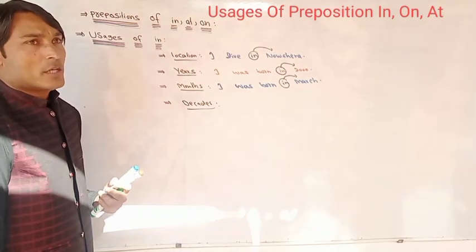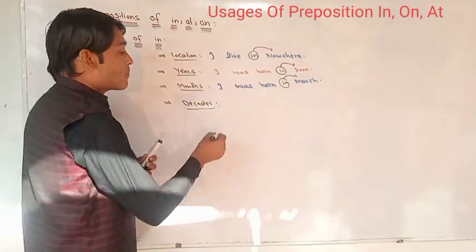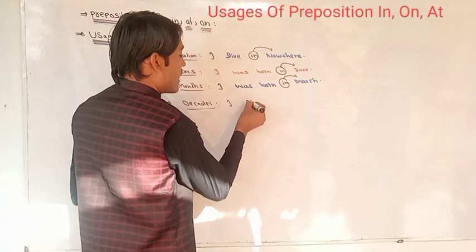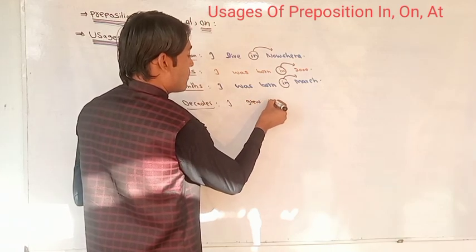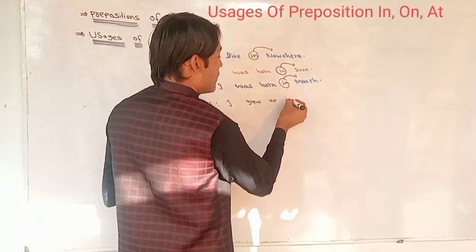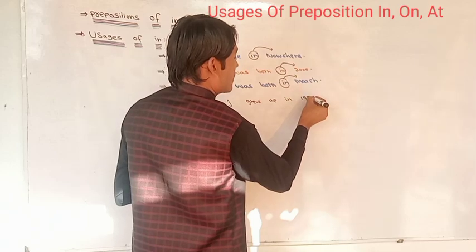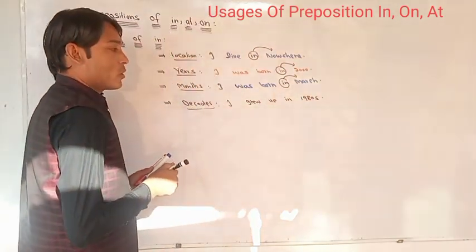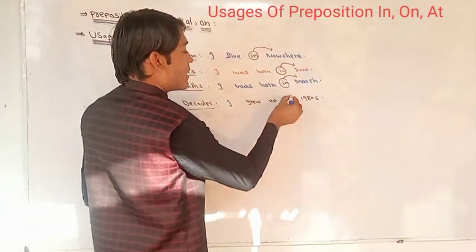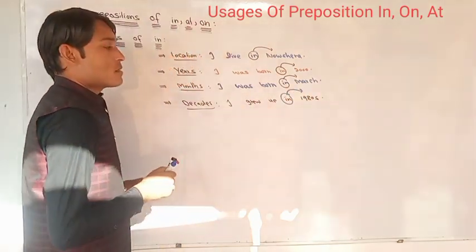So, for example, I say that I grew up in dash. So I say in what? In the 1980s. So here, in is used before what? In is used before decades.